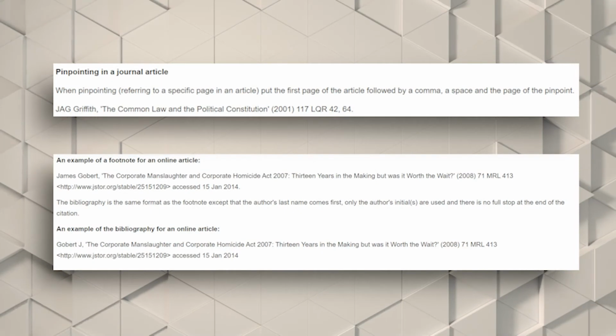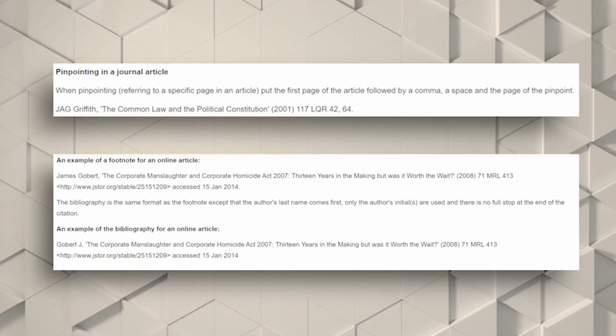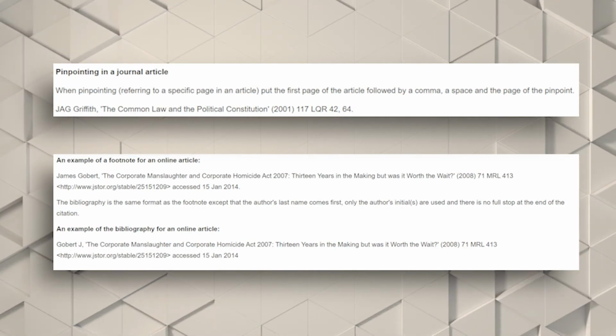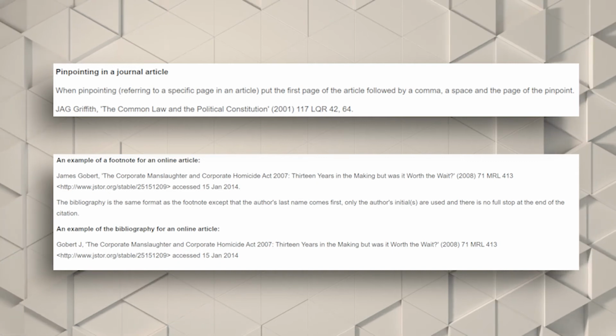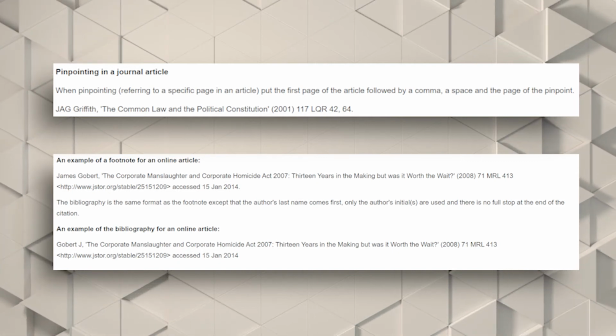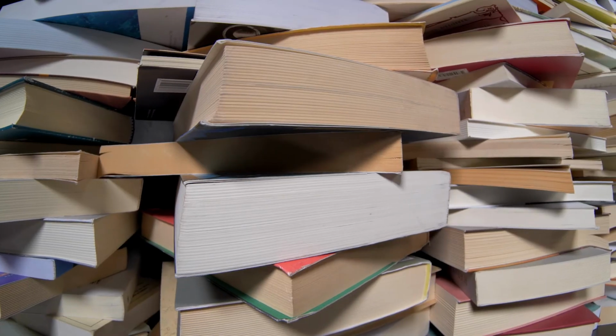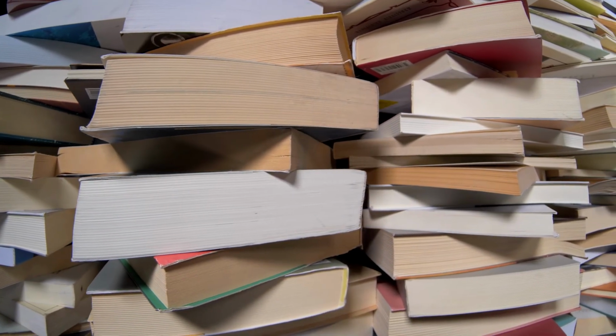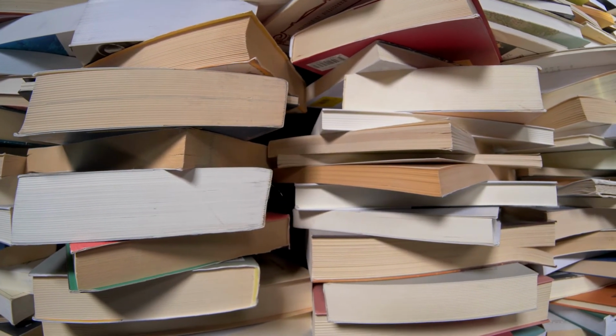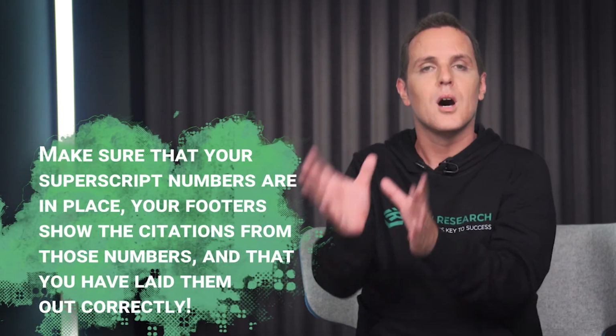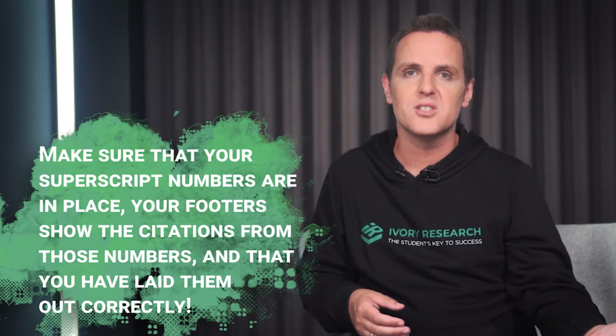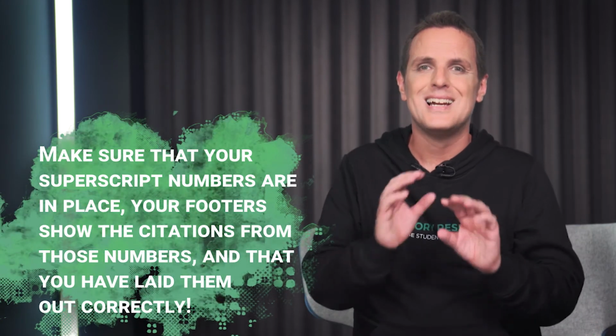Please now pause the video while we show you some examples of referencing journals, articles, and online information, just in case you have to do this with OSCOLA rules. Be sure to put all the case names and book titles in italics too. So that's how it's done with referencing. Make sure that your superscript numbers are in place, your footers show the citations from the numbers, and that you have laid them out correctly.